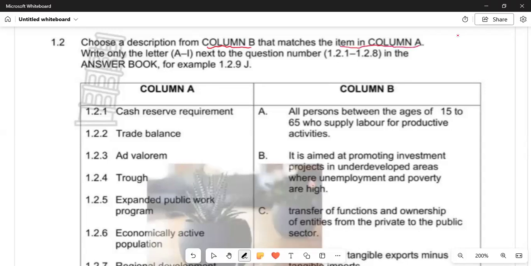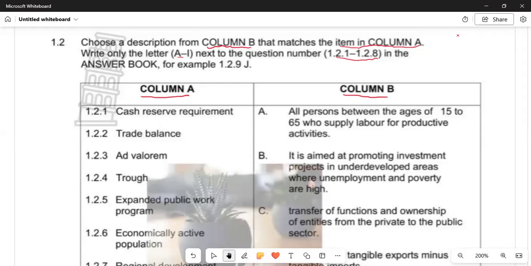The description is in column B. That is going to match the item in column A. Write only the letter A to I next to the question numbers 1.2.1 to 1.2.8 in the answer book. Then there is a given example, 1.2.9 J, as an example. That is how we are going to answer this section. That is matching items.